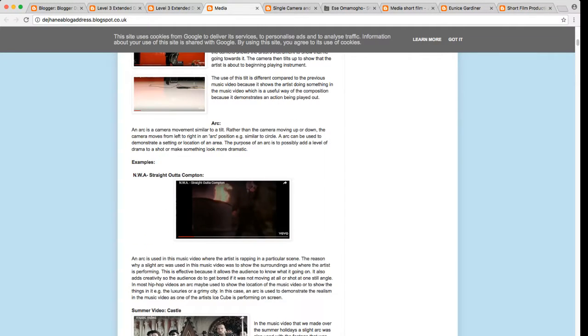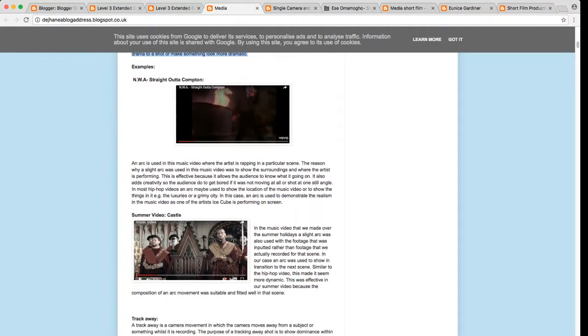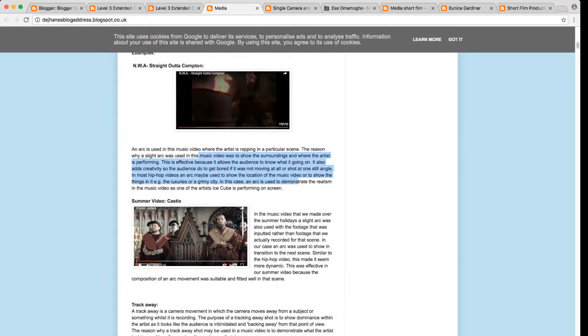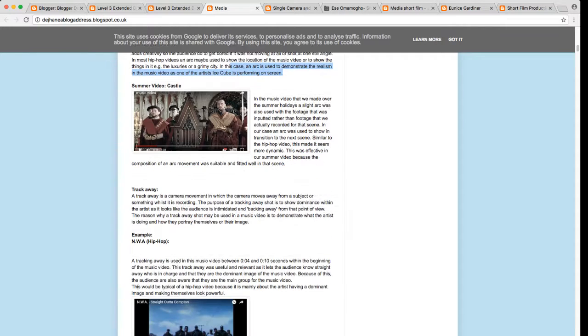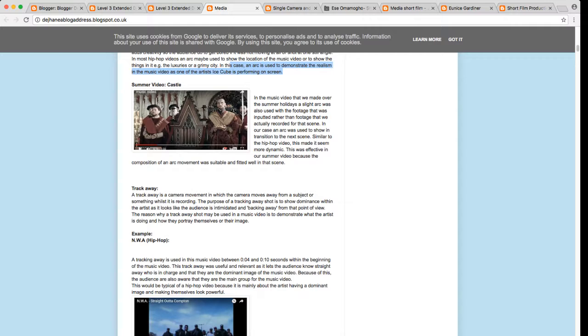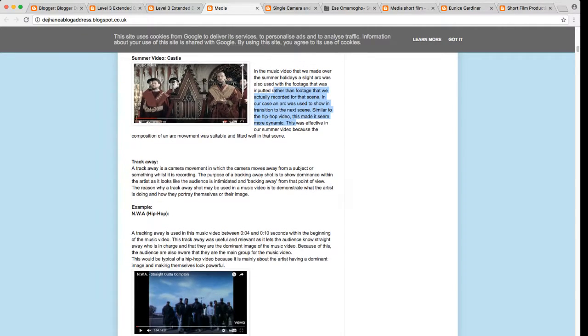Okay. Arc. So you've described how you do it. It does add a level of drama. Show the surroundings where they're performing. Yeah, good. Okay, so again, we're on a sort of merit here. You need to talk about the image of the artist and how it reinforces and associates him with the location. We've also got here, makes it more dynamic. Good, so we're a solid merit here, I think.